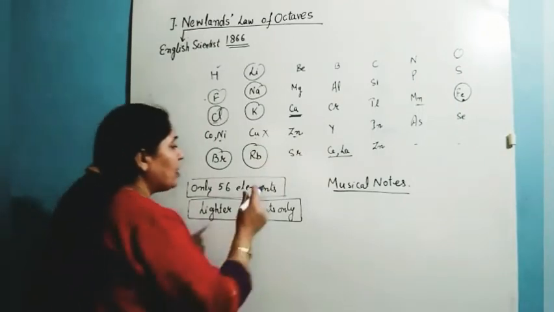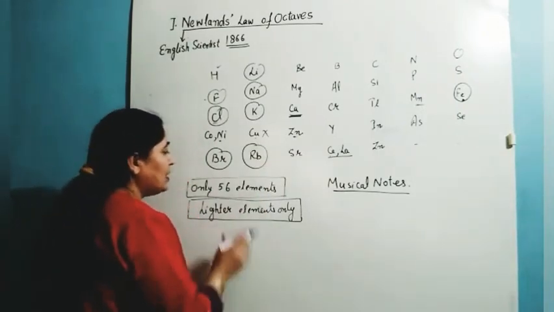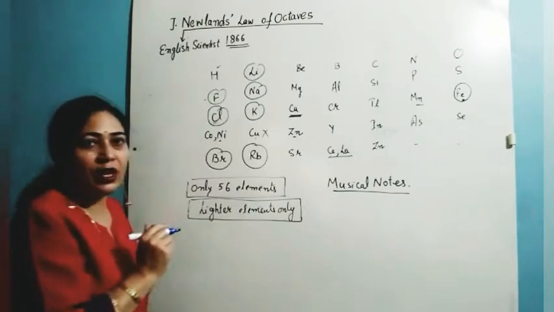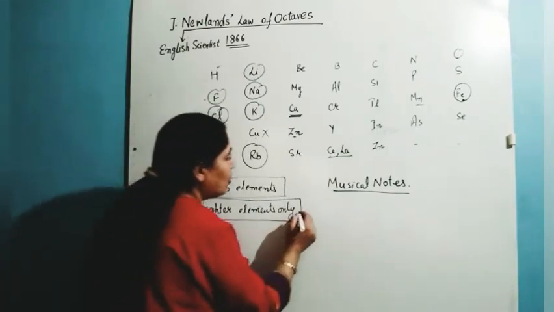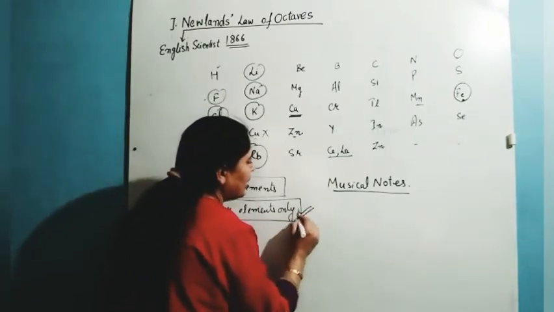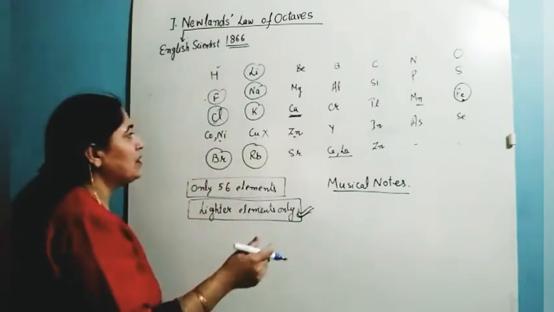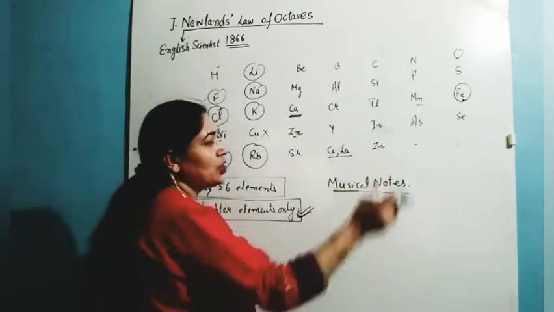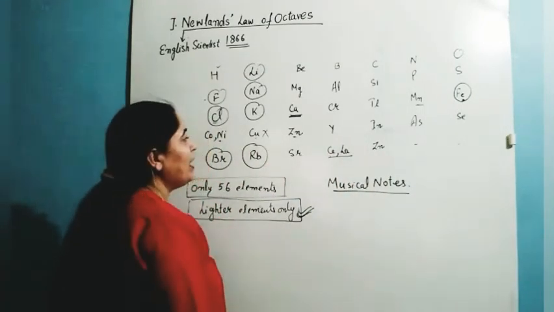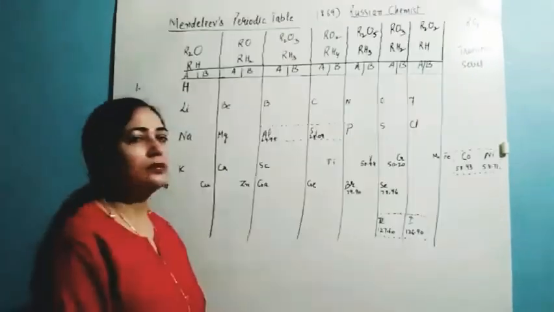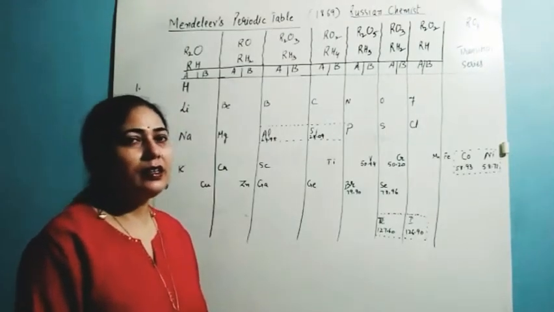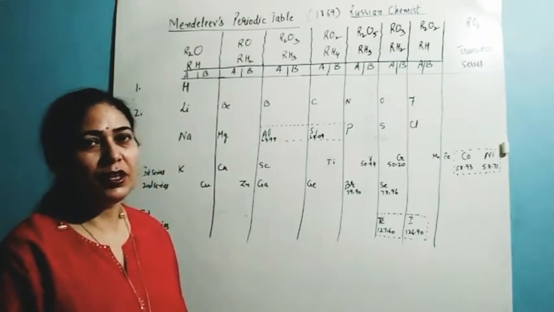So it becomes obvious from this that this system of classification could be applied only up to the lighter elements. When more elements were discovered, this classification could not be applied further. Students, now let us move to another system of classification.